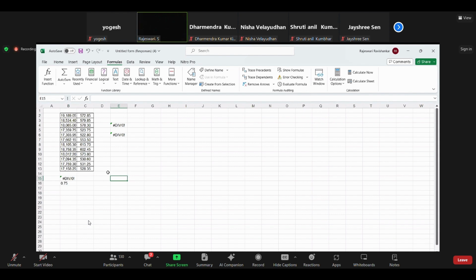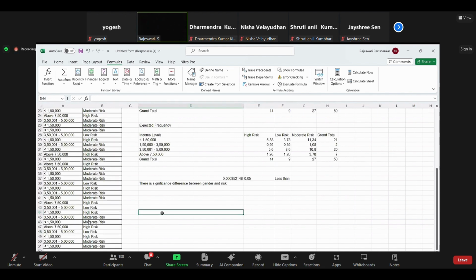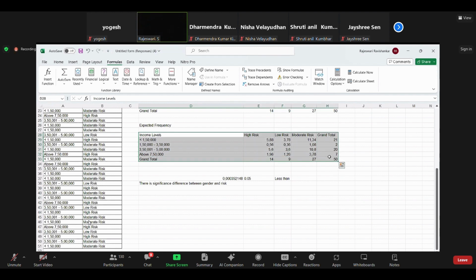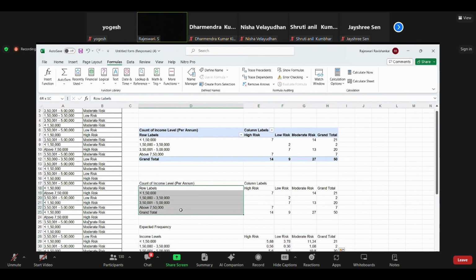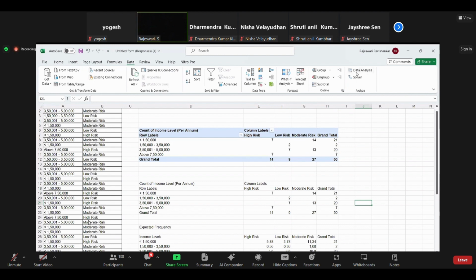Okay, so next we will move on to ANOVA. For the same data sets that I have here, I'll do ANOVA. I'll use my observed frequency values for ANOVA. For doing ANOVA, I have to go to Data, Data Analysis, and I'll go for ANOVA single factor.